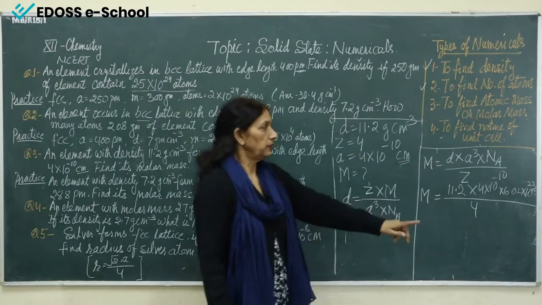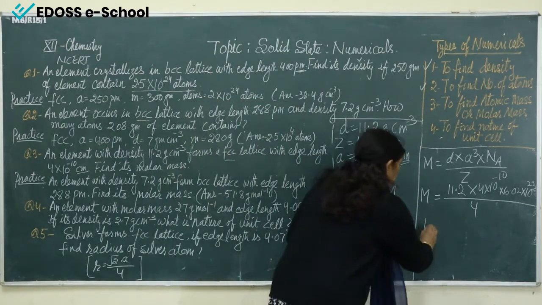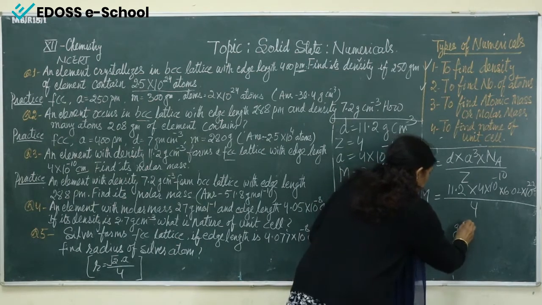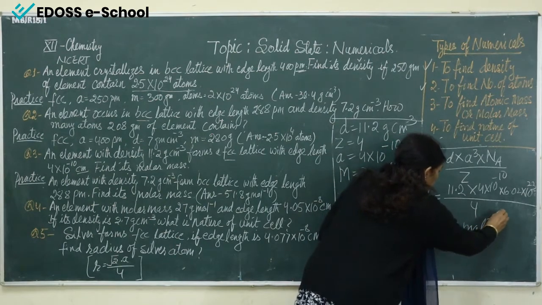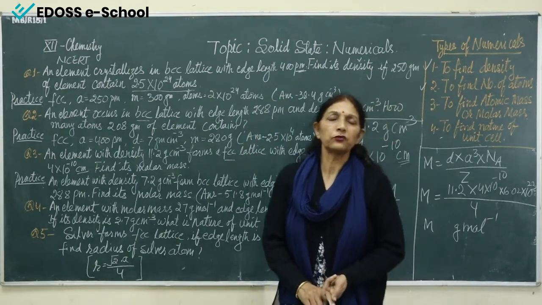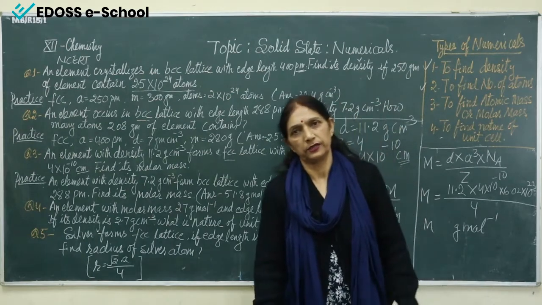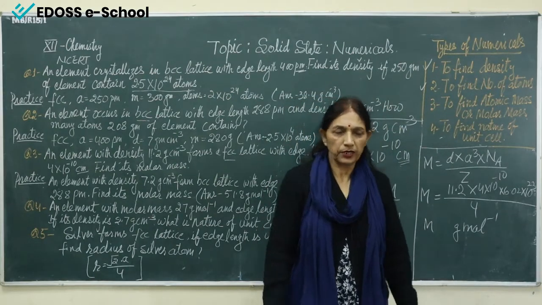And this will be in gram per mole. The unit of M will be gram per mole. Unit you have to mention. If you don't write or if you forget to write unit during your board examination, your half marks will be deducted. So remember it, keep it in mind.